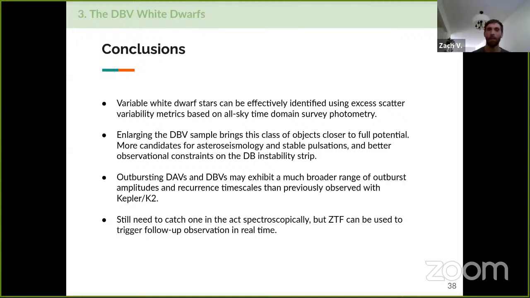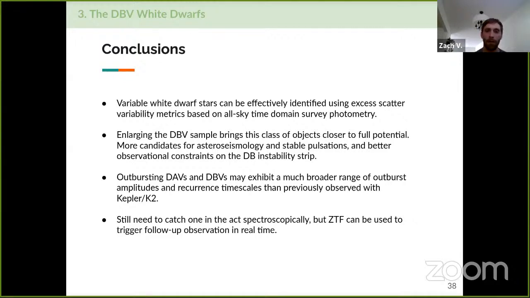And working on the DBVs in particular is helping to really bring them closer to their full potential in terms of asteroseismology, better constraining the DB instability strip. But there's still a lot of work that needs to be done on that, in terms of doing a really good systematic analysis of the extrinsic uncertainties in their atmospheric parameters, and adding a homogeneous spectroscopic survey to that would be good.